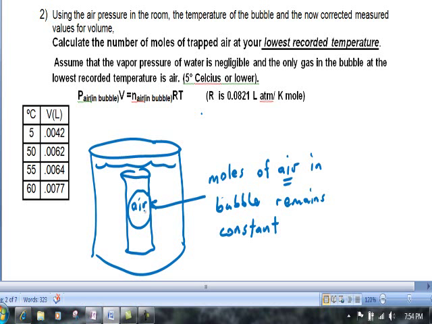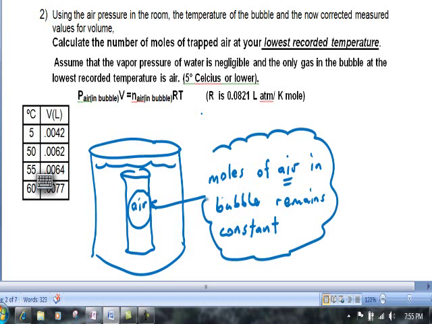Another concept for this part of the lab is that the moles of air that are trapped inside the bubble, inside the graduated cylinder, remains constant throughout the lab exercise. Once the graduated cylinder is turned upside down, it's no longer possible for air in the room to make its way into the graduated cylinder and change the number of moles of air that are inside that bubble. Consequently, the moles of air that are trapped inside the bubble remains the same from beginning to end of the lab exercise.